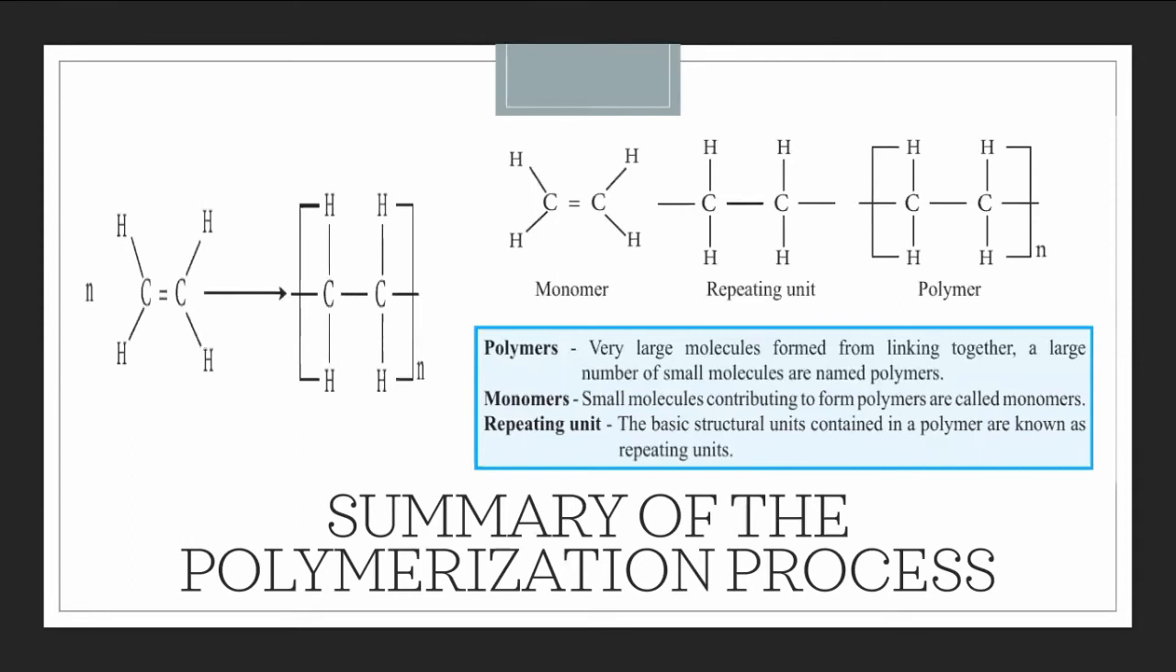Here are the definitions of polymers, monomers, and repeating unit. Polymers are very large molecules formed from linking together a large number of small molecules. Monomers are small molecules contributing to form polymers. A repeating unit is the basic structural unit contained in a polymer.